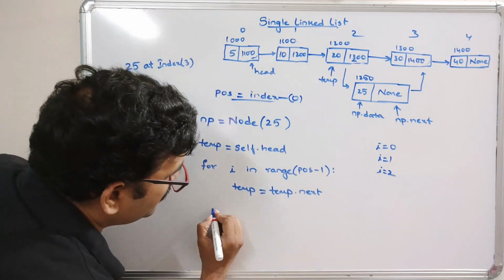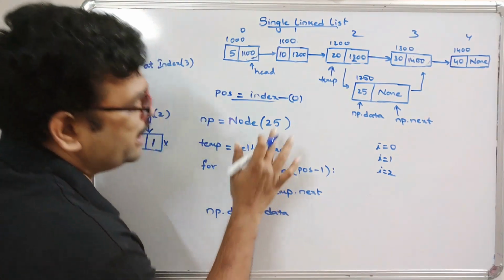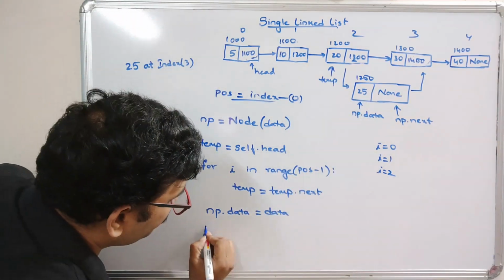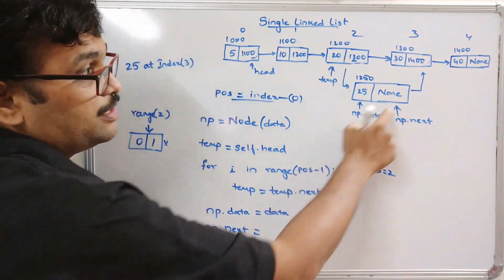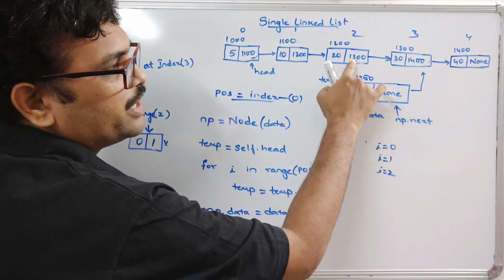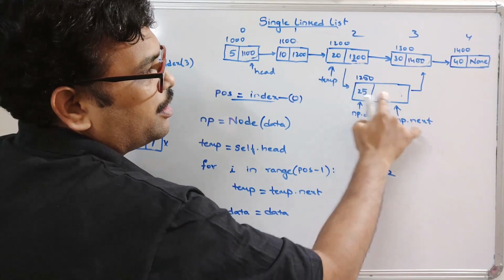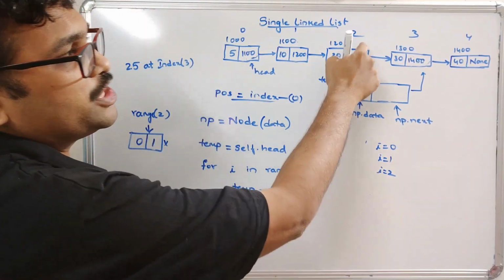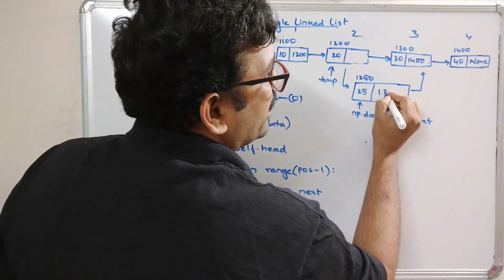Now what we have to do? So np dot data is equal to data. So we need to give the data. Here the data means 25, right? So np dot data is equal to 25, and np dot next is equal to temp dot next, because here instead of none we should get a 1300, right? Instead of none we have to get the 1300 here. Now temp is pointing towards position minus 1, so temp dot next should be assigned to the new node. So here it will get a 1300.